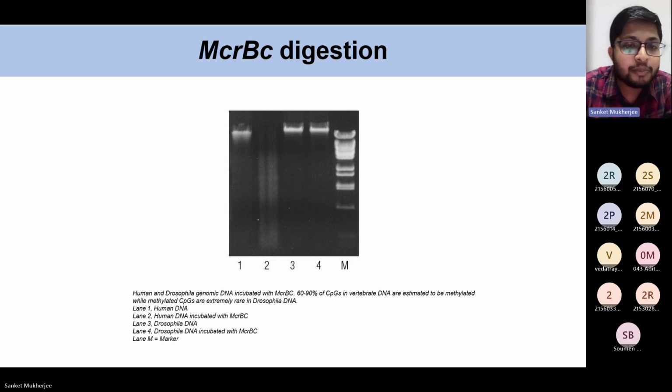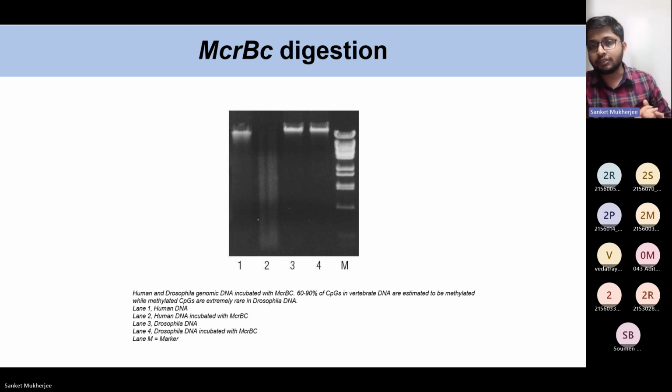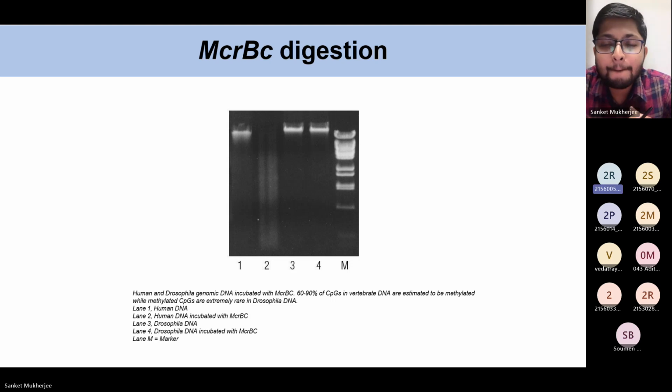So this is how an MCR-BC digestion looks like. Lane 1 has human DNA. Lane 2 has human DNA incubated with MCR-BC. Lane 3 has Drosophila DNA, and Lane 4 has Drosophila DNA incubated with MCR-BC. So what is the inference that you can draw from here? Upon this MCR-BC digestion, the PCR amplification is very less. Actually, PCR is not done here, only agarose gel electrophoresis. Okay, only agarose gel.